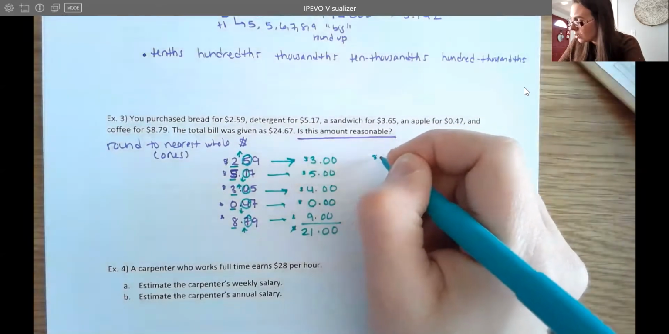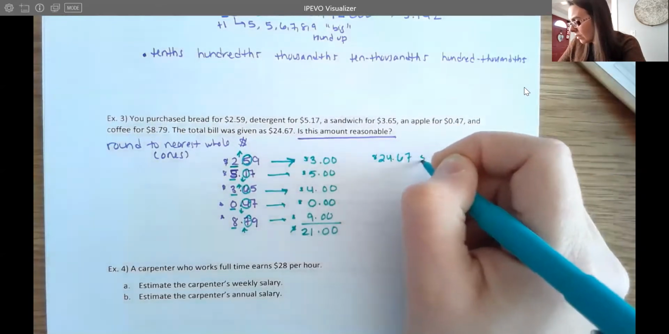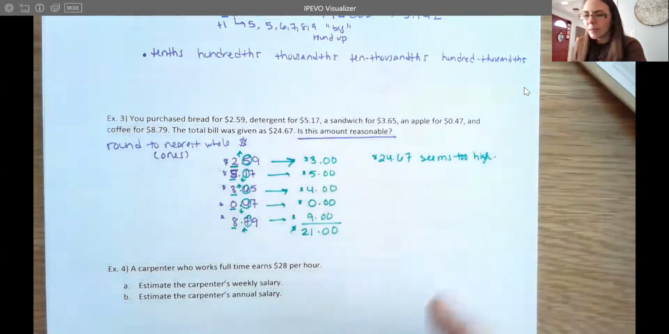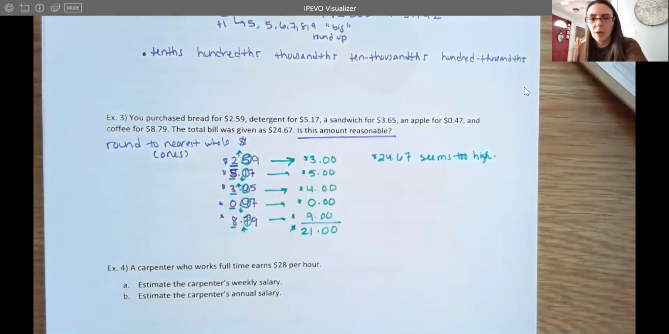So I would say that actually the 24.67 probably seems too high. So I would maybe go in and check my receipt and see what happened. Now there could be an explanation for it. Maybe a lot of your items have tax. In Massachusetts, we don't have tax on food items. Restaurants are not included, so it's food items from grocery stores and things. But we do have tax on things like detergent or paper plates or things like that.